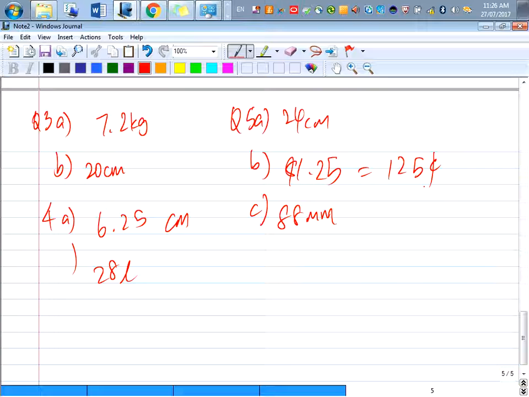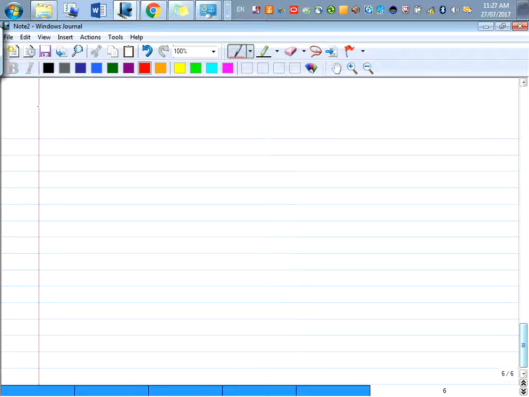Vincent, show me your work. Show me your work, everything. You make me feel special. Okay, done? 4 and 5? Yes. Alright, question 6. Show that they are similar. Who needs help? No one. 6b, 58 square centimeters. You need help.